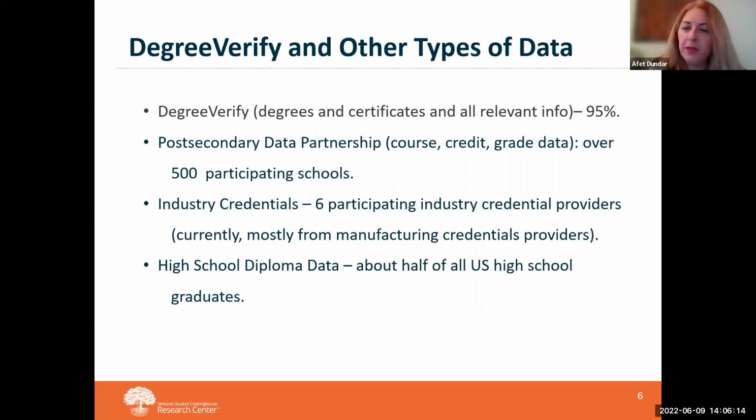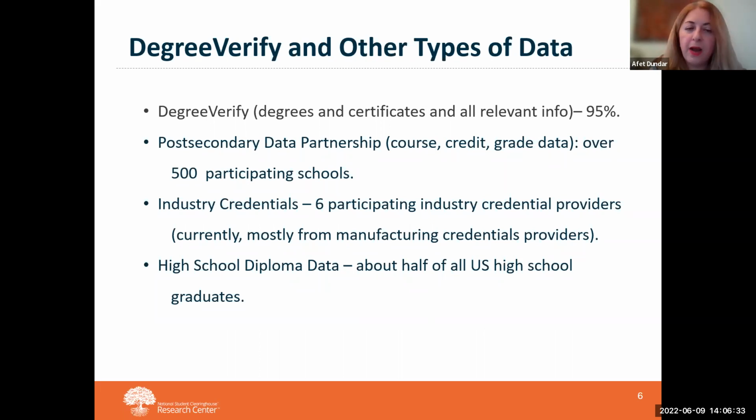Degree Verify, you're familiar with that too. These are detailed information about degrees. The coverage is 95% at this point. Post-secondary data partnerships, some of you may be familiar. This is a somewhat new service. This we established in 2017, about 5 years now.